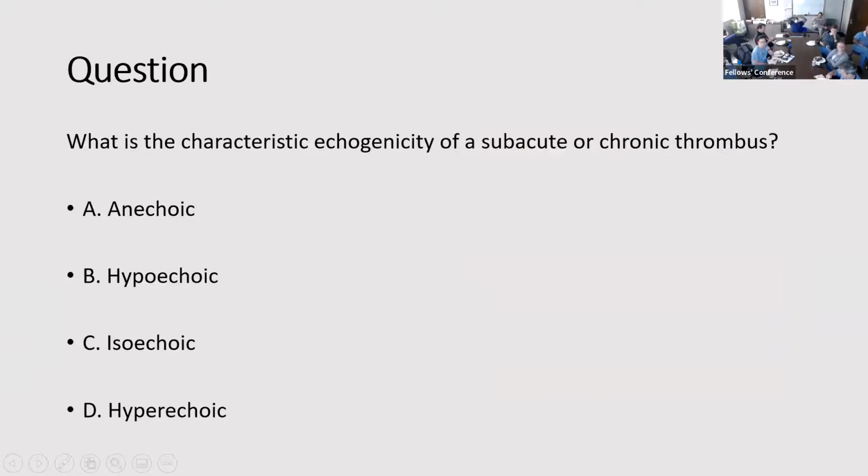All right, here's our next question. What is the characteristic echogenicity of a subacute or chronic thrombus? So just yell out the answer here. D. D. Yes. Anyone else? C.